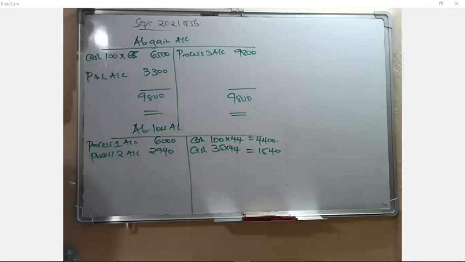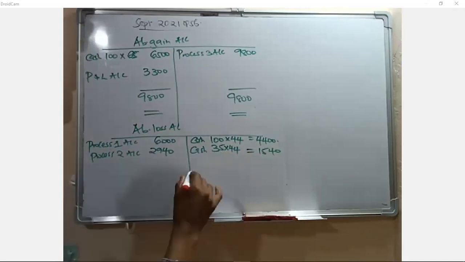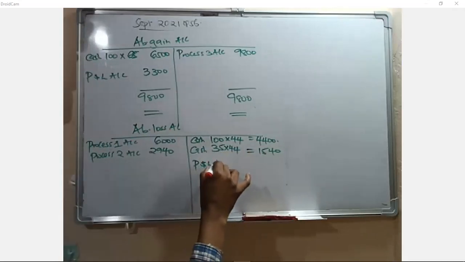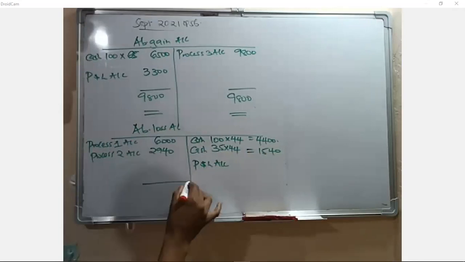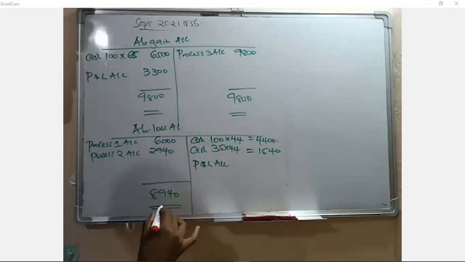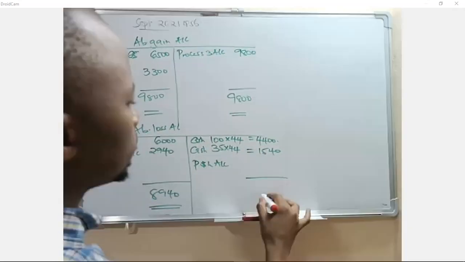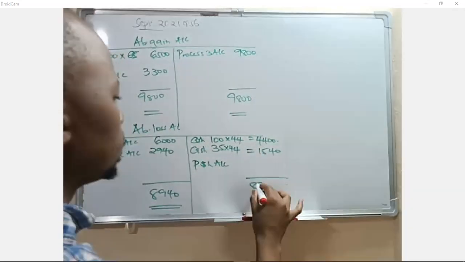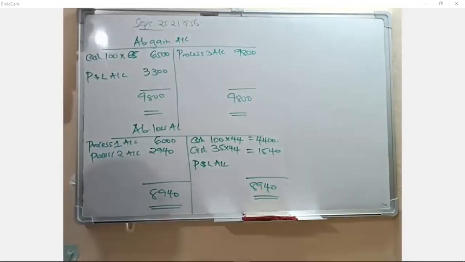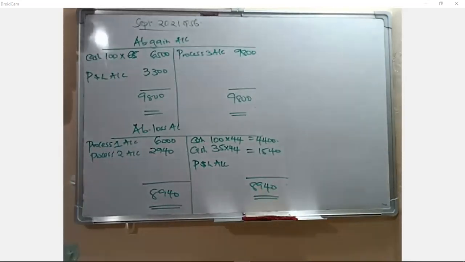Where is the difference going? So in this case, we are saying the difference should be going to the profit and loss account, 94 here, right? So what is the total here? The total here is 8,940. And also should be the case here. Process one was 20, sorry? Was 100 times 20.